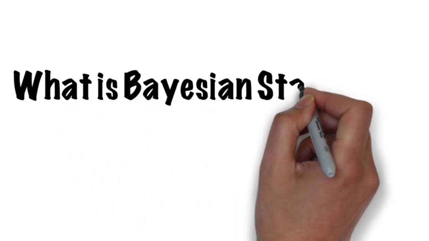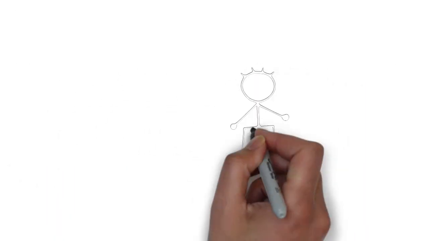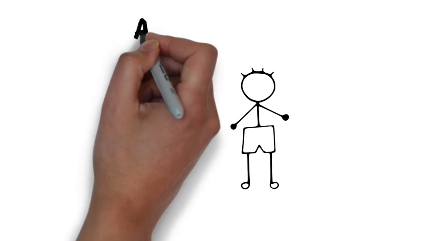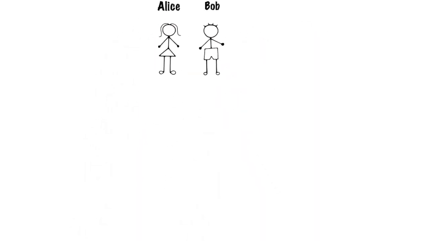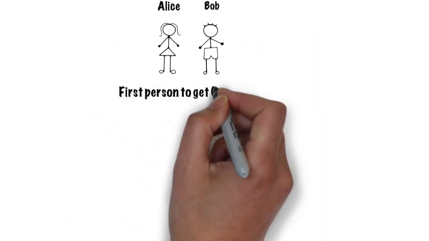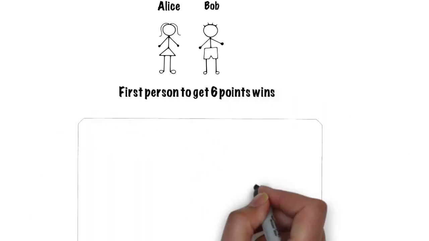What is Bayesian statistics? The table game. Alice and Bob are playing a game in which the first person to get to 6 points wins. The way each point is decided is a little strange.